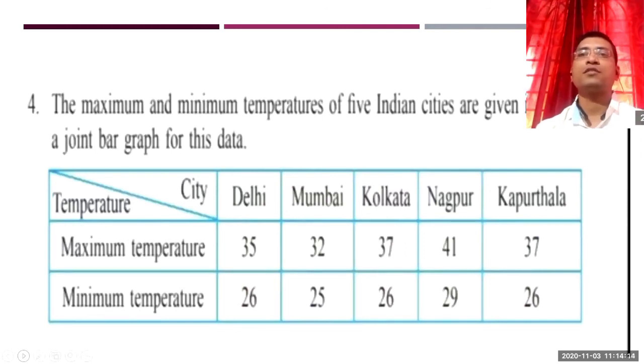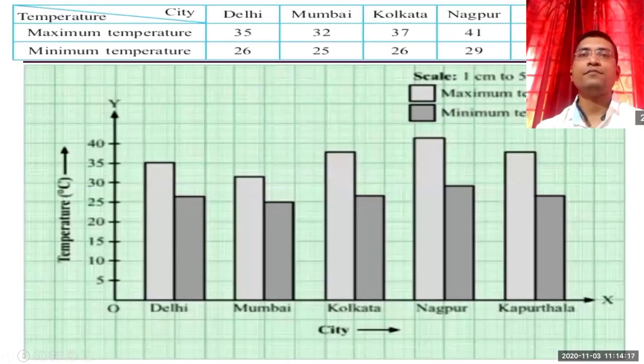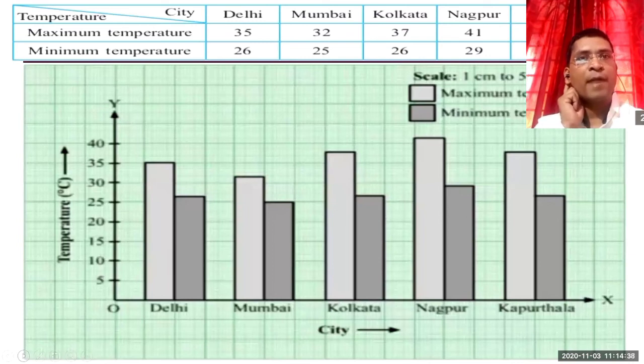Look at the next slide. Yes, dear students, you will notice the joint bar graph drawn on this graph paper. Temperature on the y-axis and cities on the x-axis. Look at the first column, Delhi. The highest temperature, that is the maximum temperature, is 35. The white bar is drawn till 35 and the black bar is the minimum temperature. The minimum temperature of Delhi is 26, which we notice on the scale, 1 centimeter is equal to 5.